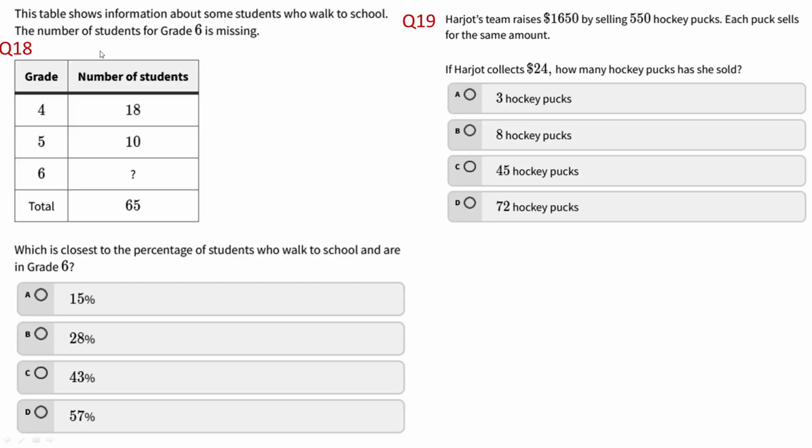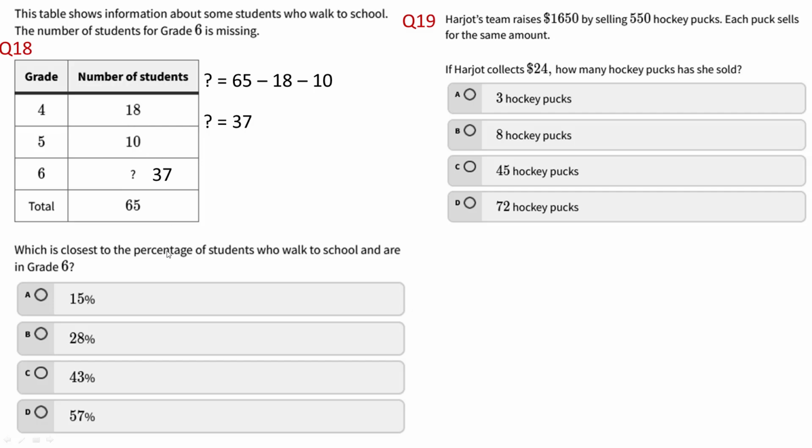Question number 18. The table shows information about some students who walk to school. The number for the grade 6 students is missing. And the question is, which is closest to the percentage of students who walk to school and are in grade 6? So we're going to figure out this number. We know the total is 65. So to get the missing grade 6 students, we would take the total and subtract the 18 and the 10. So if you do that, you get 37. So this number here should be 37.